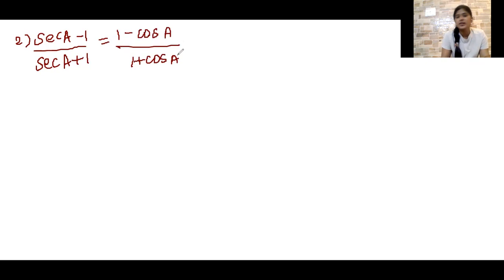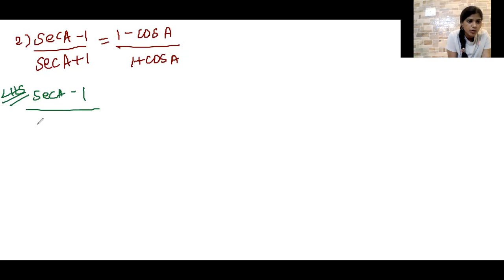So the first thing is I'm going to write the left hand side first. Let me write the solution in the green color. Okay. So secant A minus 1 upon secant A plus 1.